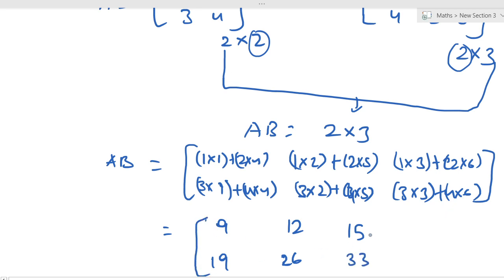So this is the answer. So guys, this is how we multiply matrices.